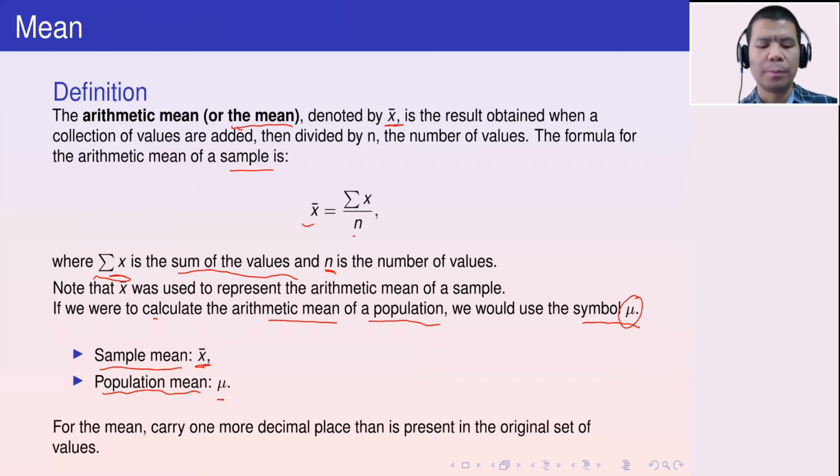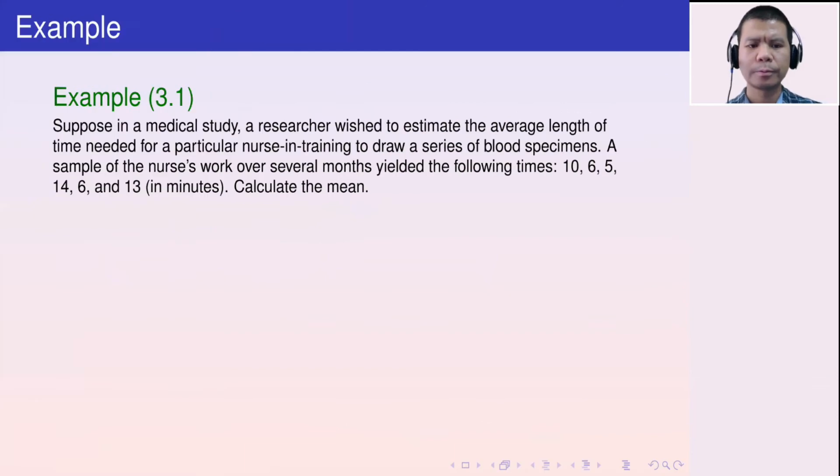Now, here is the round-off rule for the mean. For the mean, you want to carry one more decimal place than is present in the original set of values. So you carry one more decimal place than the values in the original data set. Let's consider an example here.